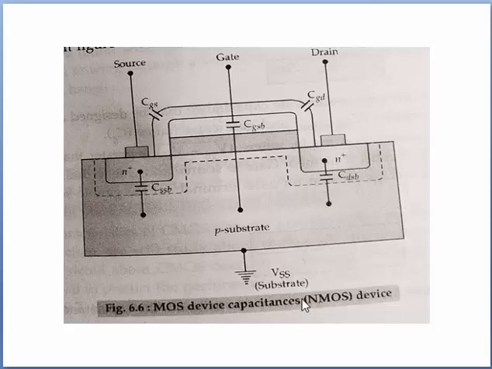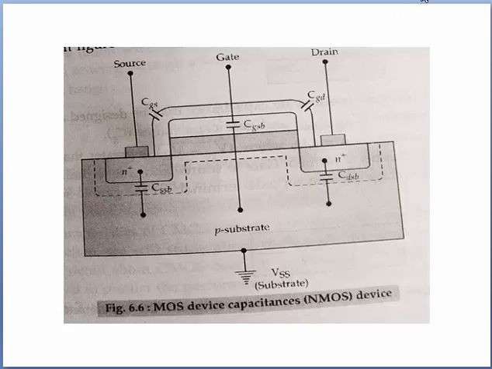So this is the most various capacitance in between the MOS devices. For an NMOS device, CGS is the capacitance between source and gate, CGD is the capacitance between gate and drain, and CGSB is the capacitance between gate and substrate. CSSB is between the source and substrate, and CDSB is between the drain and substrate. So these are the various parasitic capacitances of an NMOS transistor.